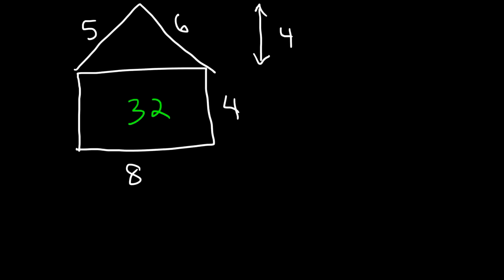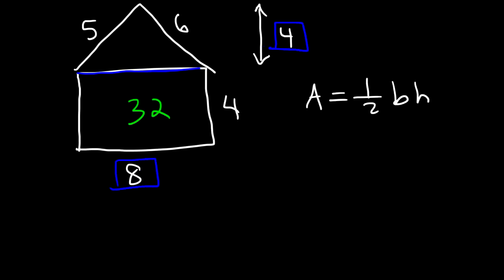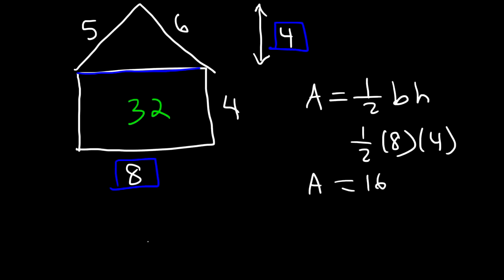Now what about the area of the triangle? The area of a triangle is 1/2 base times height. So the triangle has a base that's 8 units long, and it has a height of 4 units. So it's going to be 1/2 times 8 times 4. 8 times 4 is 32. Half of 32 is 16. So that's the area of the triangle. So now the total area is going to be 16 plus 32, so it's 48 square units for the entire figure.